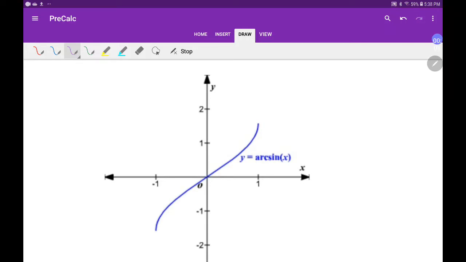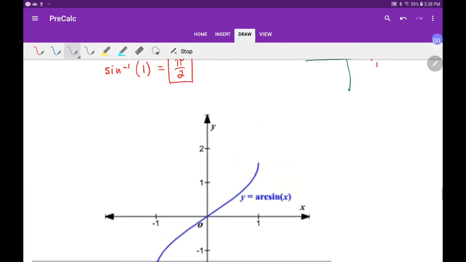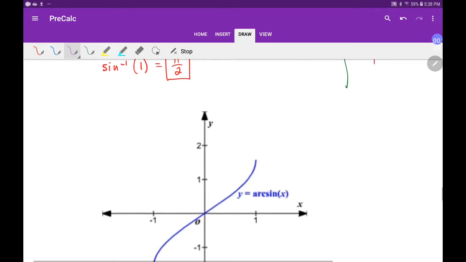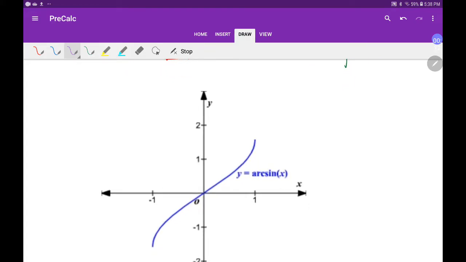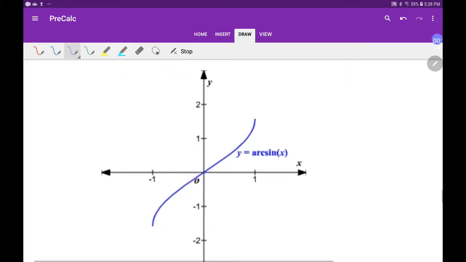So, when I said the right thing to begin with, but then I switched it. I said, I talked about the domain. I should have left well enough alone. When I'm talking about the arc sine, you remember it looks like this. So the domain is from minus 1 to 1.